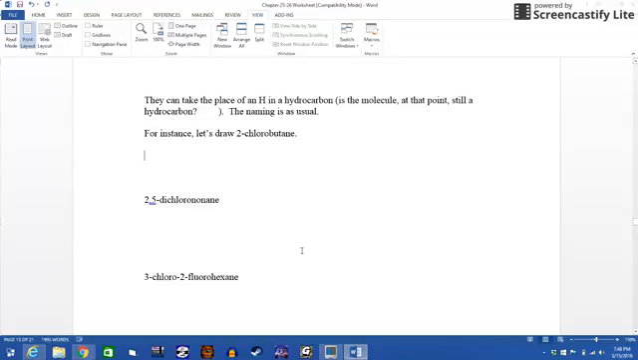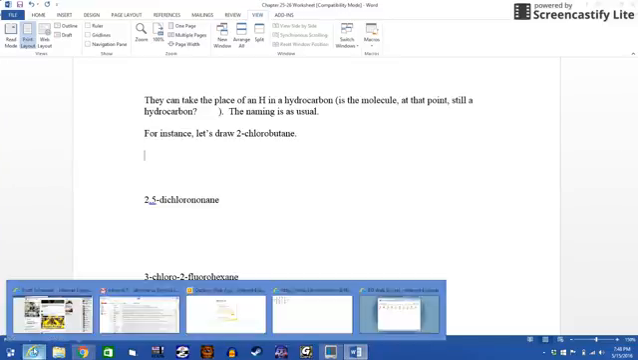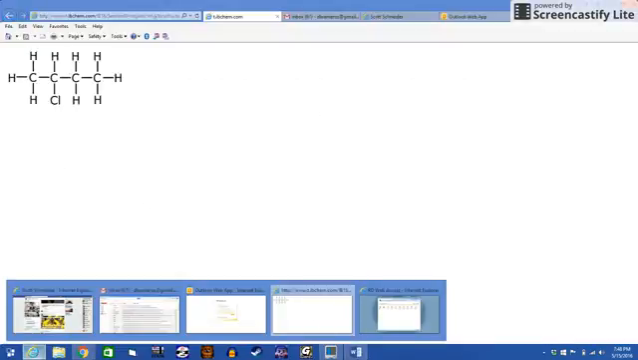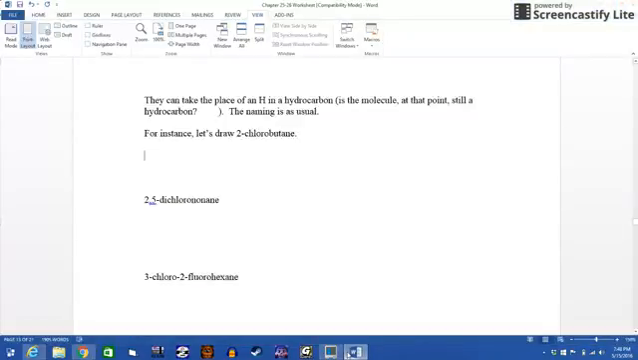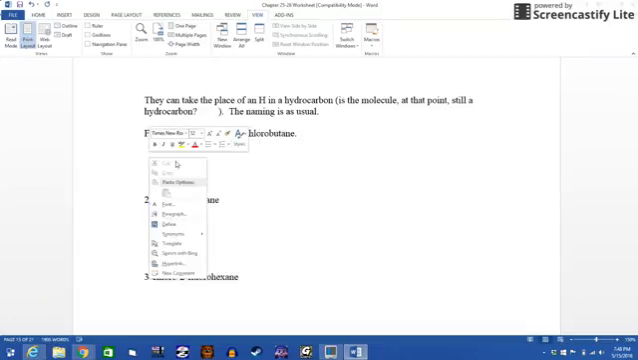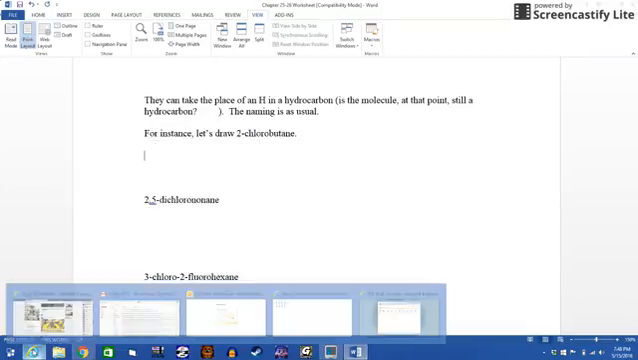Oh, I thought I had it already set up to paste. Well, there it is. I'm going to copy and paste it in. This is 2-chlorobutane. No, it's not letting me paste for some reason. All right, well, I'll put it up here anyway. There we go.